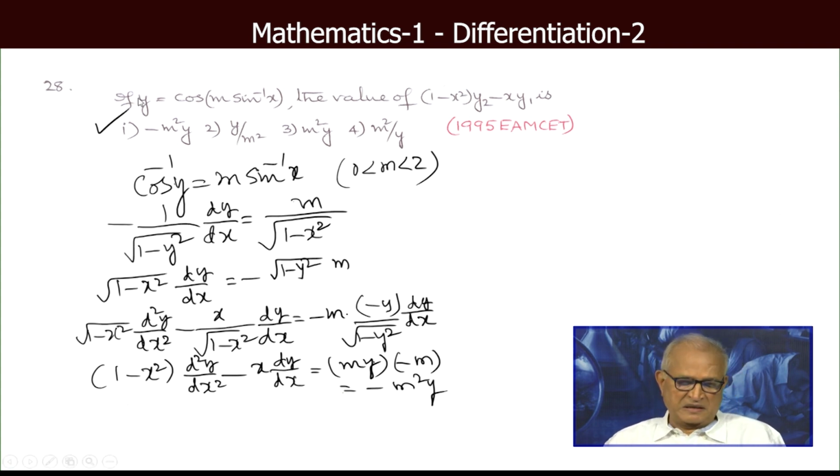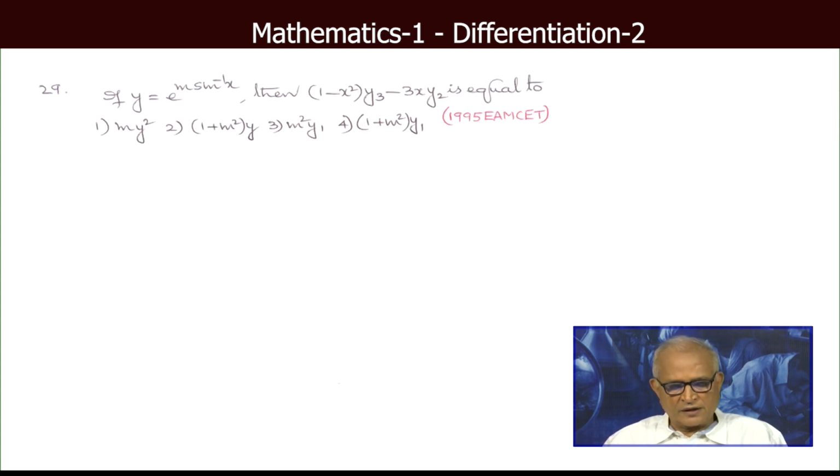So, generally a little time taking, but at any rate it does not take more than 1.5 minutes. Okay. Then this is also a similar question, y equal to e power m times sin inverse x. Then what is 1 minus x square into y3 minus 3x y2? y3 is the third derivative of y with respect to x. Of course, y2 is the second derivative, yn is the nth derivative. y3 means d cubed y dx cubed, y2 is d2y dx2.